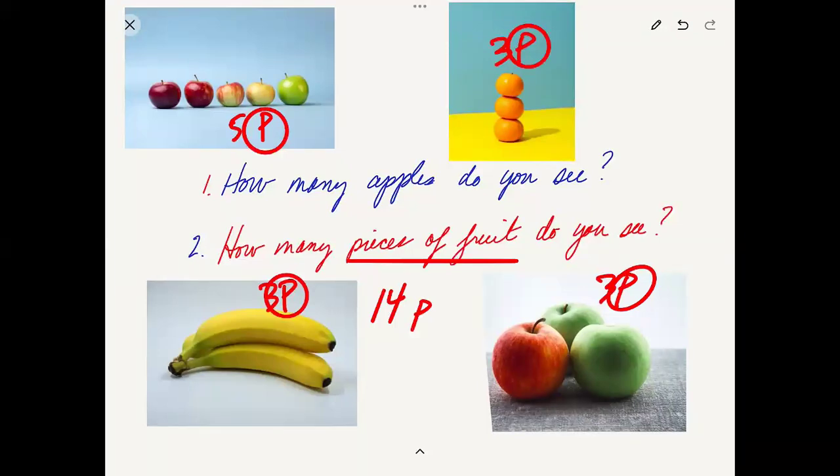So whenever you are looking at word problems, you have to look at the unit of measurement, because only things that have the same unit of measurement we can combine.